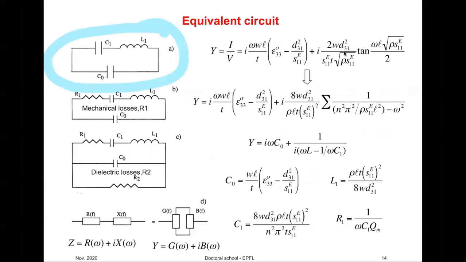This is the simplest one where there are no losses. So that was the first one where we had only imaginary parts. This is the one where we introduce mechanical losses represented by this resistor here. In an electrical circuit, the losses come from resistors. And this is the one where we also introduce the electric losses in addition to mechanical losses.